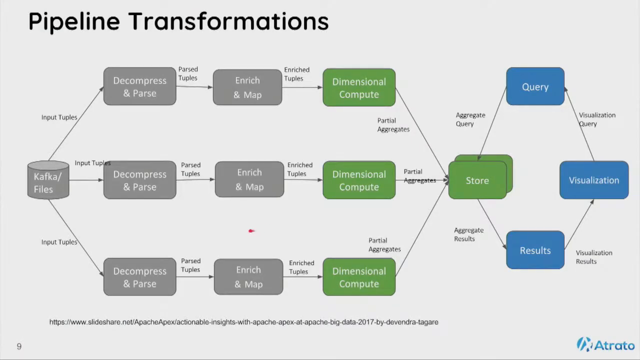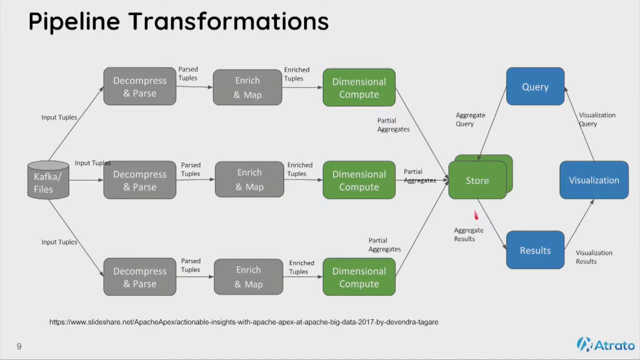Now, how does that computation work? So the source, Kafka or files, it doesn't really matter. It can be applied to historic data or to current data. Decompress, parse, that's a simple operation, record by record. Then enrich and map. Again, these are simple record-wise transformations.